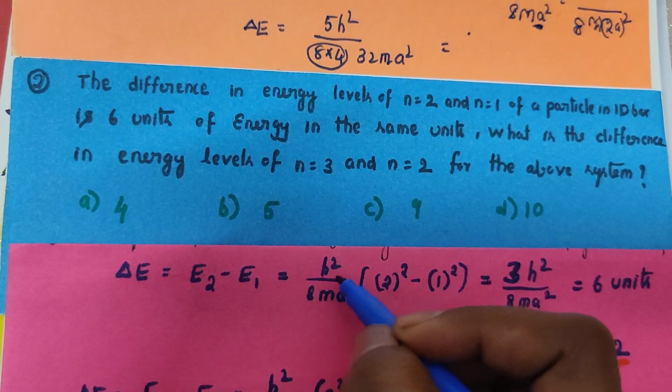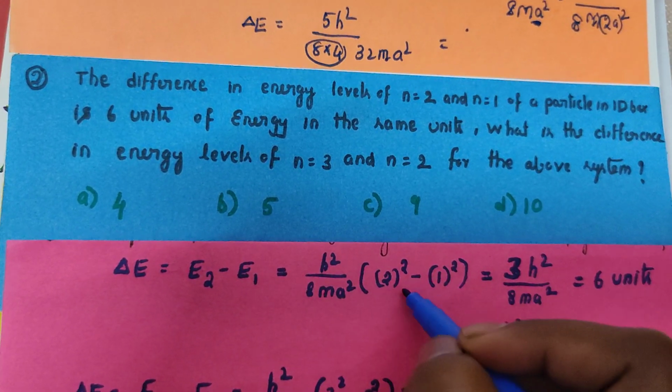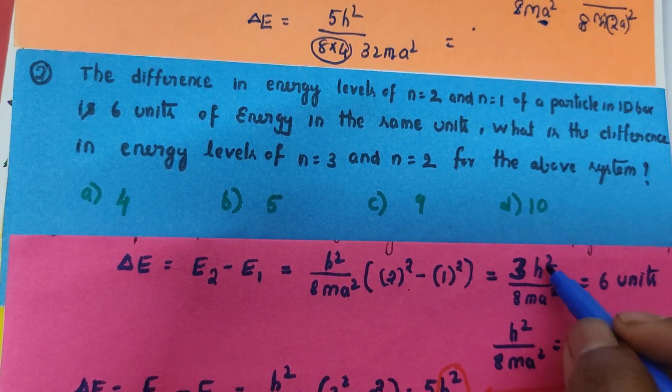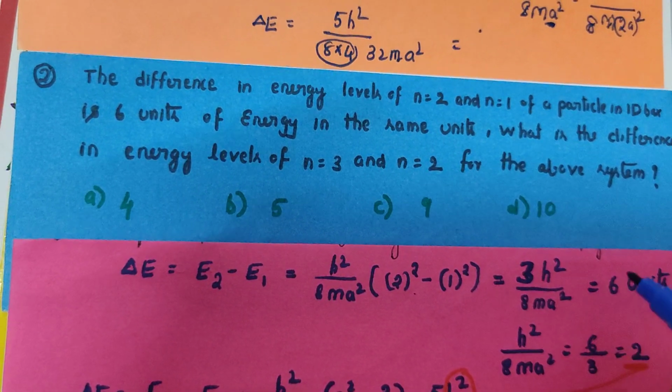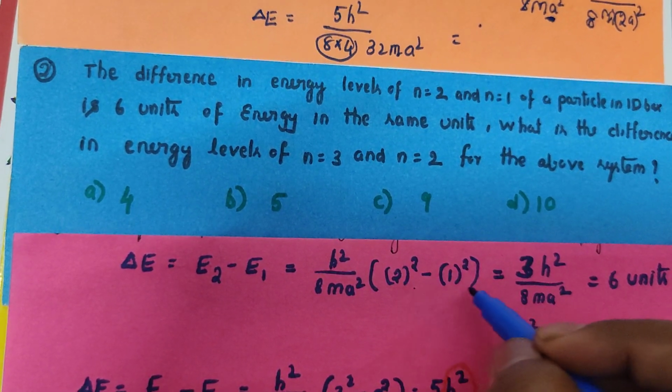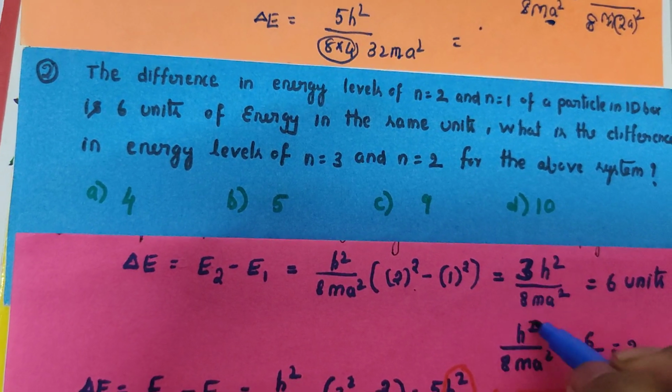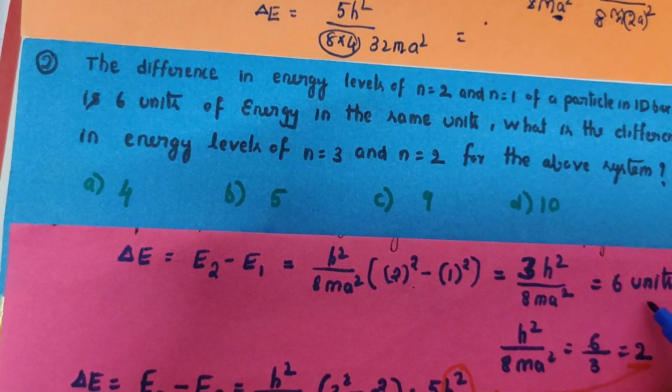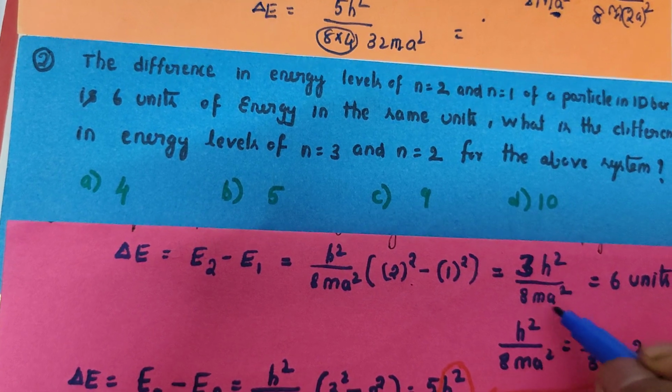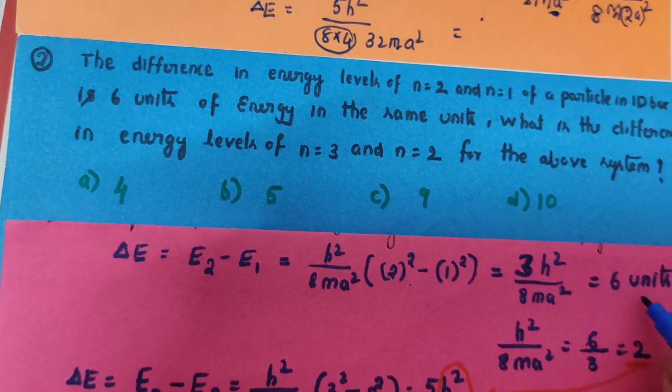in the n square h square, we substitute n as n2 minus n1. So we will get 3h square upon 8 m a square. This difference between the second and first energy level is given as 6 units, so we write 3h square upon 8 m a square as 6 units.